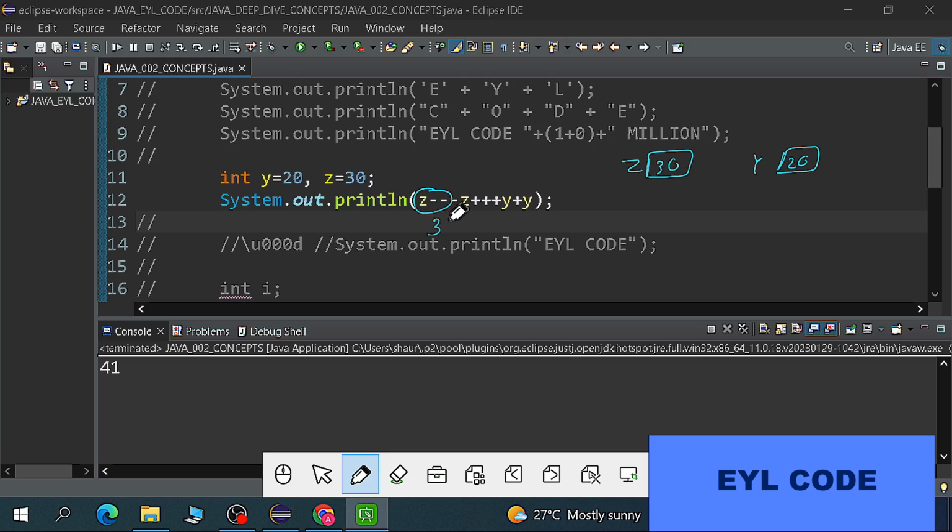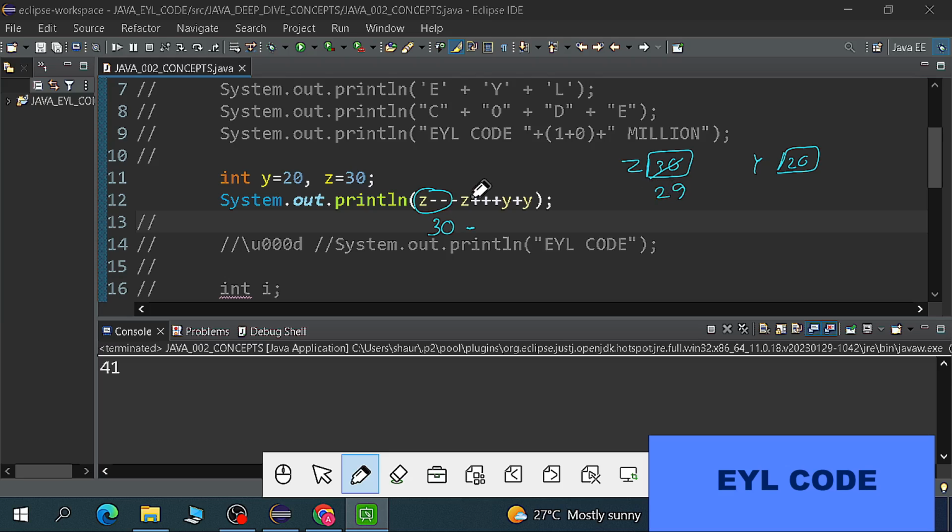Initially for execution time it is going to be 30, and then minus, before minus it is going to decrease this to 29, because once 30 has been written for the execution, then it is going to be decremented by 1, because this is postfix, right? If it is going to be prefix, like just before z, then in that case first the increment will be done, then the value is going to be written. But in this case first the value will be written, then it is going to be decremented, right?